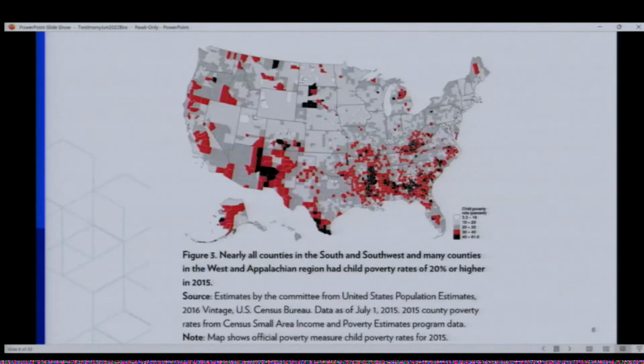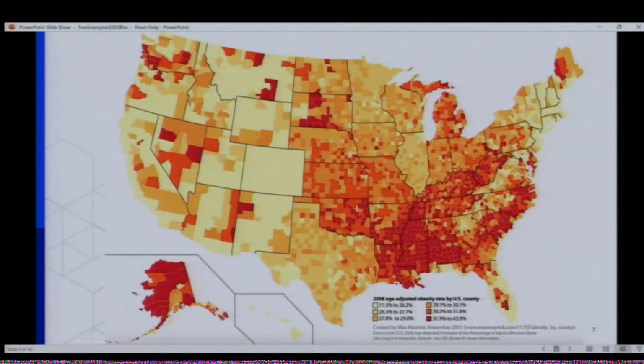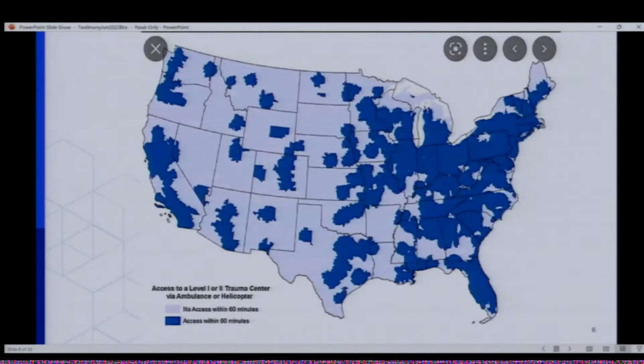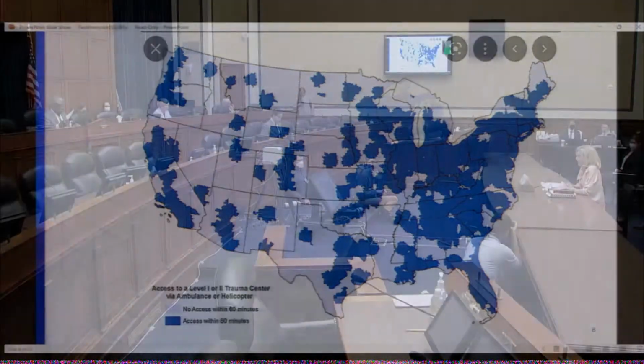Next slide. The level of childhood poverty is marked across the rural areas of the United States and up through Appalachia, as well as our tribal nations. Next slide. Levels of obesity are concentrated along our Appalachian, our southern states, and up into our tribal nations. Next slide. This shows accessibility to trauma, whether it's level 1 or level 2 trauma. Now that's just a surrogate for sophistication of hospitalization and access to subspecialty care.